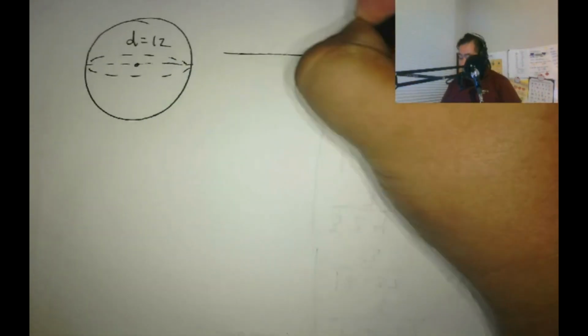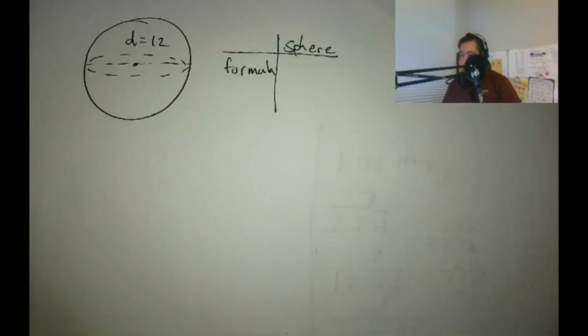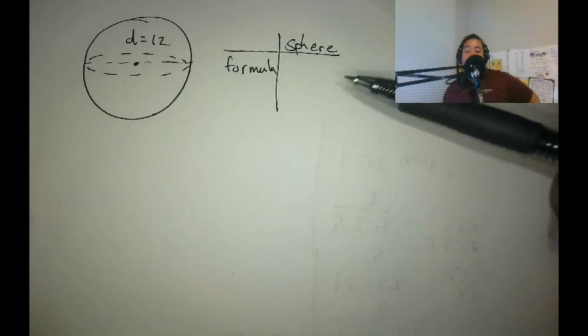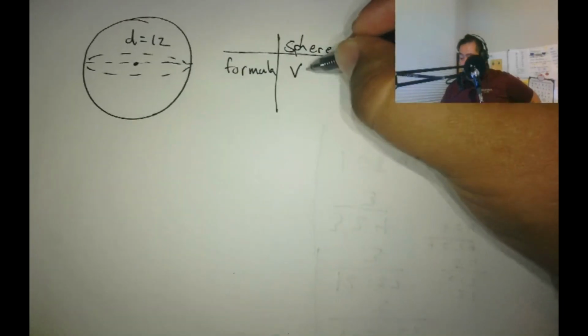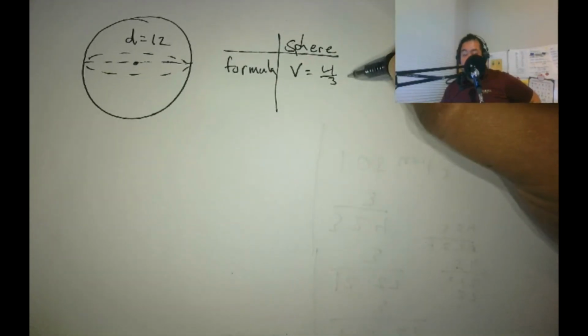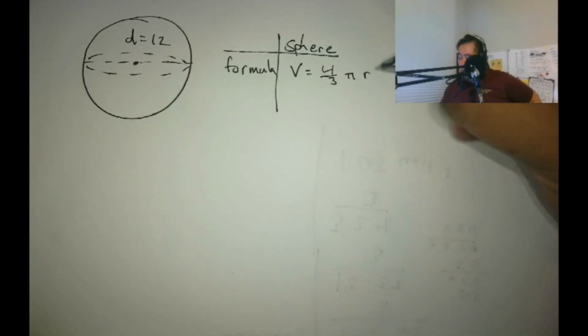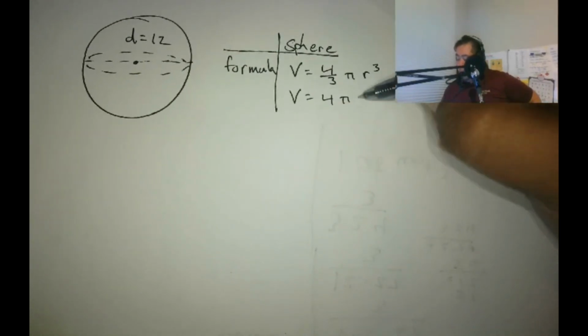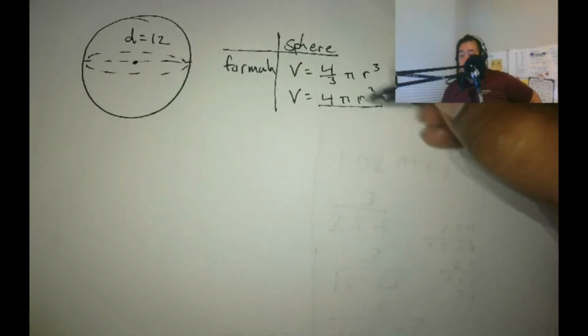First thing I like to do whenever I'm figuring out the volume is to set up a table. Alright, so my table is, I'm solving for a sphere. First step is to write down my formula, and we said for the volume of a sphere I want to use 4 over 3 times pi r cubed. Now remember, instead of saying 4 divided by 3 or 4/3 as my fraction, I can rewrite this whole thing as volume equals 4 pi r cubed, all divided by 3.